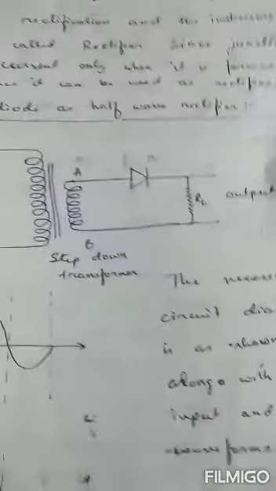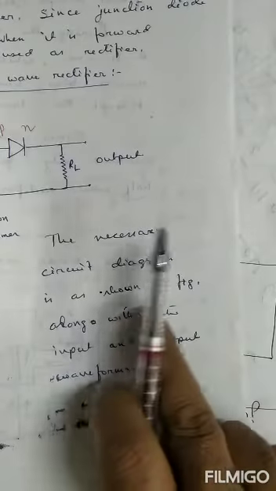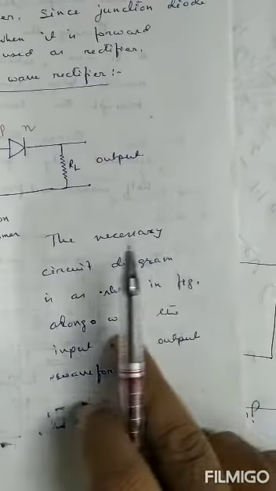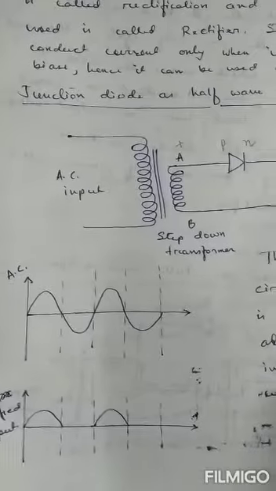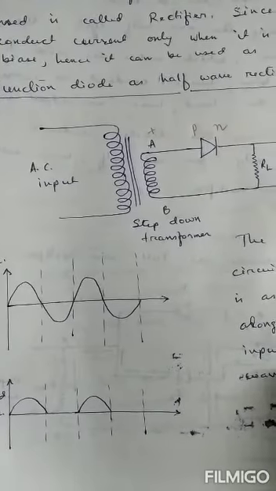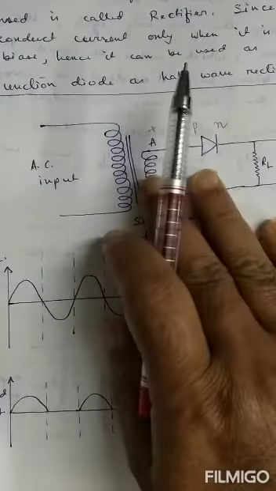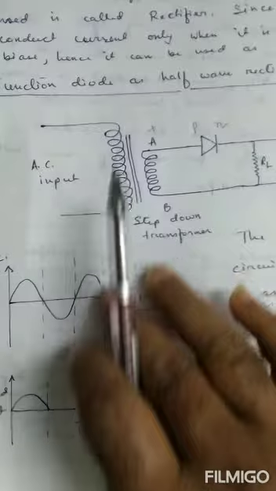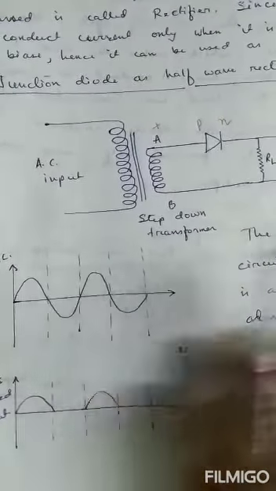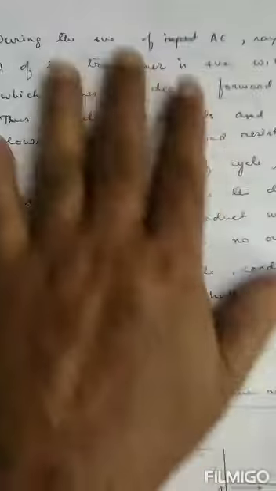Here the necessary circuit diagram is as shown in the figure along with the input and output waveform. Draw the junction diode as a half wave rectifier. You have to draw this circuit diagram and you have to also show this particular case. So it is very nicely explained here. I will give you the notes.